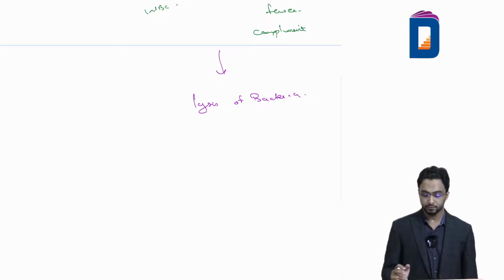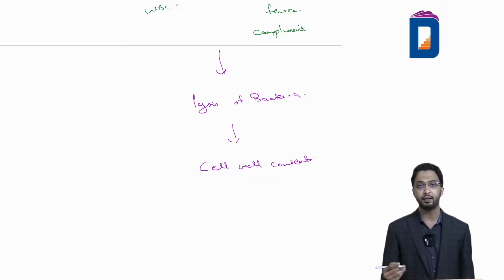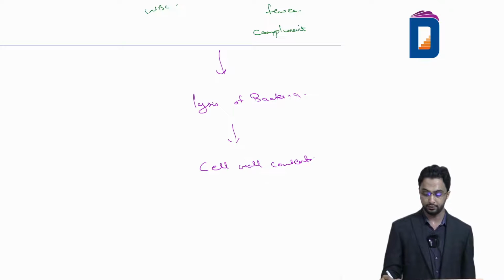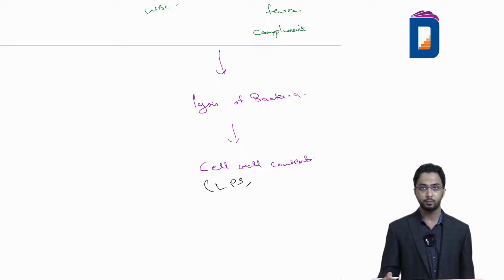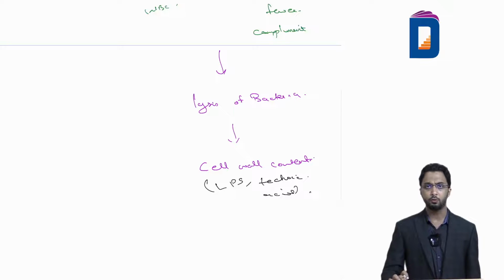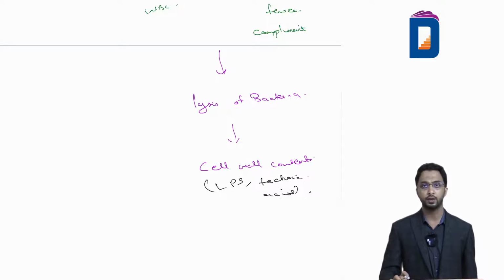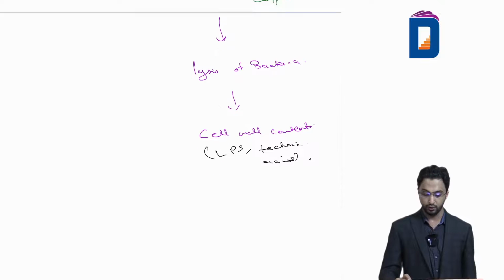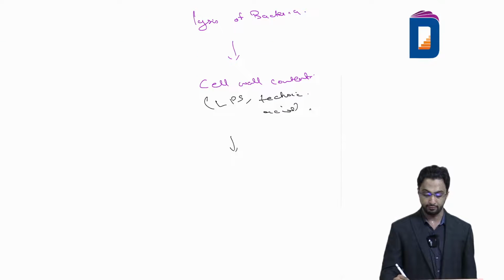Now when the bacteria gets lysed, what is going to happen next? It is going to release its cell wall contents. If it is a gram-negative bacteria, it's going to release its lipopolysaccharides, LPS, or if it's gram-positive, it's usually teichoic acids, peptidoglycans and all those. Now what is much more important? This is going to cause inflammation. It is going to release very important factors like cytokines and chemokines.